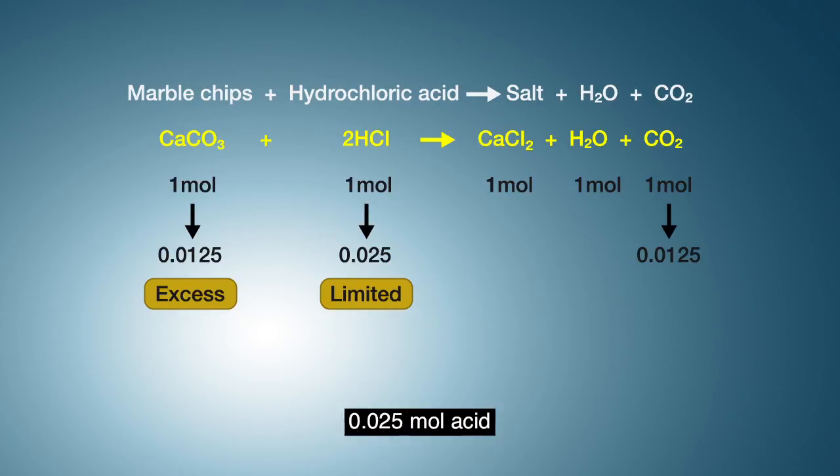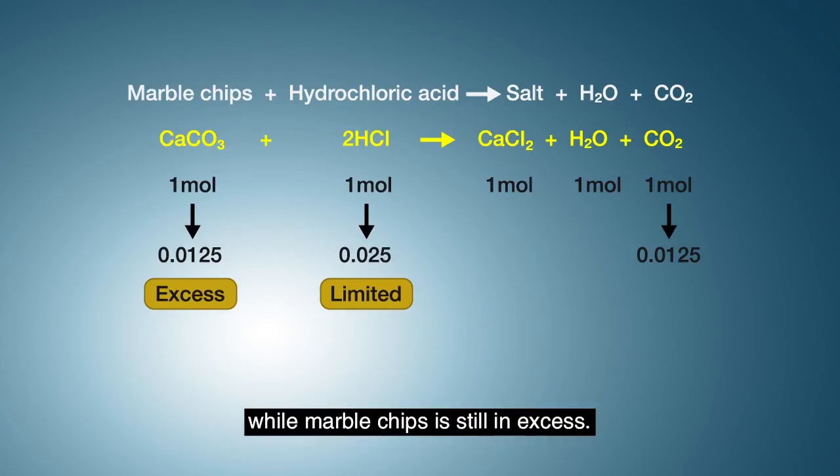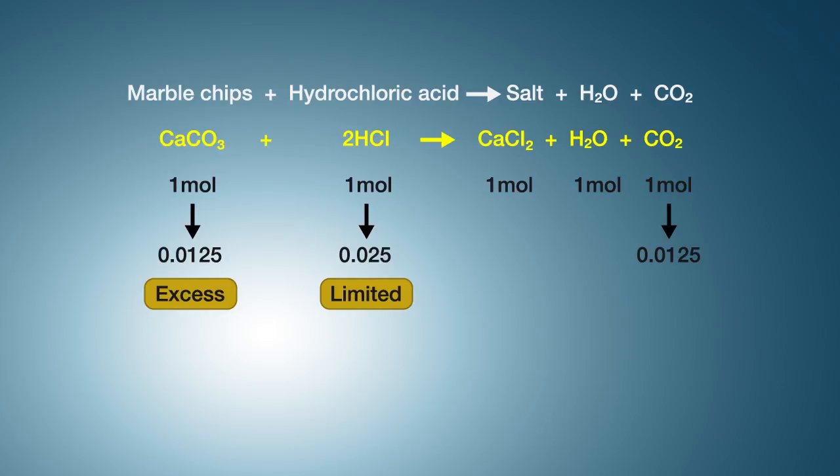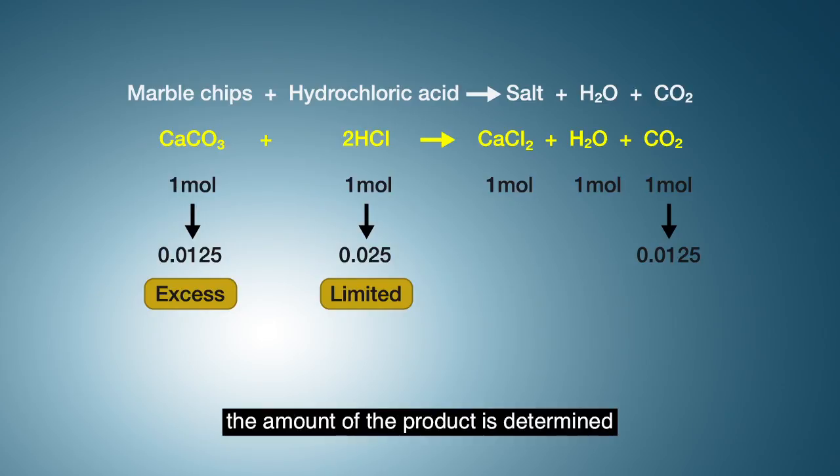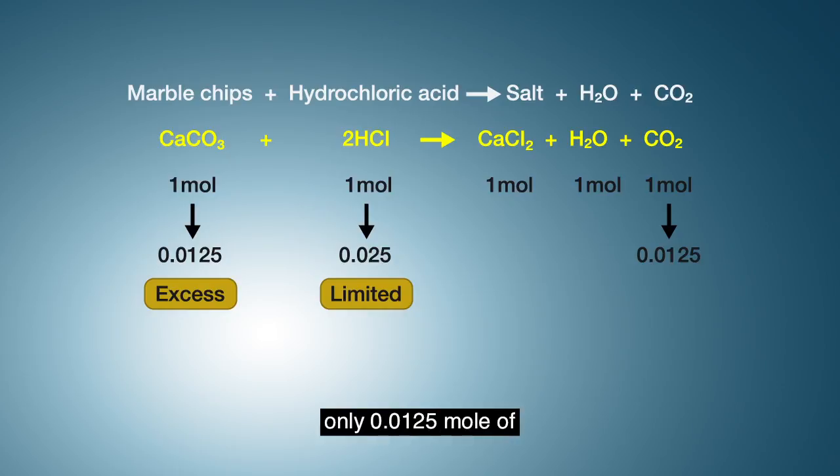However, 0.025 mole acid can only react with 0.0125 mole marble chips. So, the 0.025 mole acid, which is the limited reactant, will first run out while marble chips is still in excess. The reaction will stop when acid is used up. Therefore, the amount of the product is determined by the amount of acid, not by the amount of the marble chips. So, only 0.0125 mole of carbon dioxide is produced. So, in a chemical reaction, the limiting reactant is the reactant that runs out first.